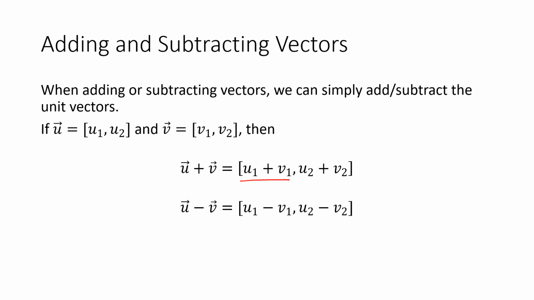If we're adding the vectors, we just add the change in x values, and we add the change in y values. If we're subtracting the two vectors, we subtract the change in x values, and then we subtract the change in the y values.